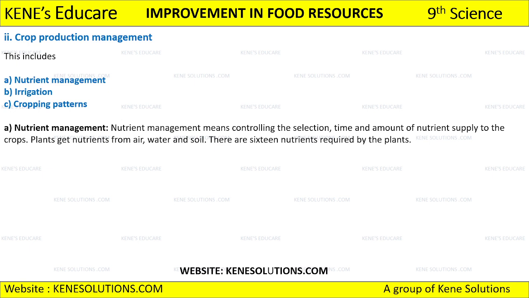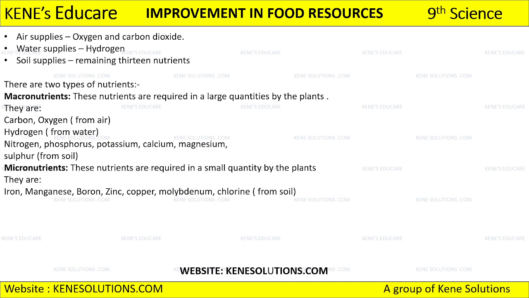On the next slide, if you remember, we have what exactly the plants are getting from air, water and soil, right? So air supplies will include oxygen and carbon dioxide. Water supplies will include hydrogen. And lastly, we have soil supplies where all the 13 nutrients are met. So this is how the plant gets all the 16 types of nutrients needed by them.